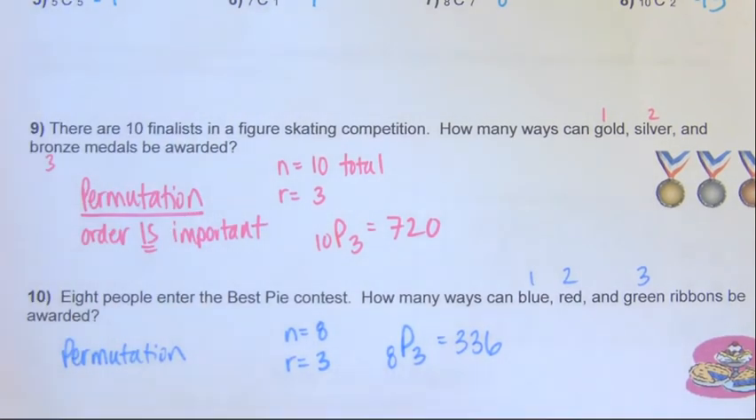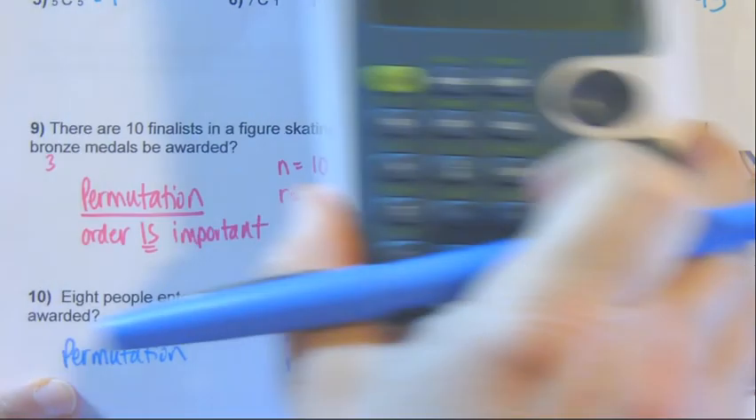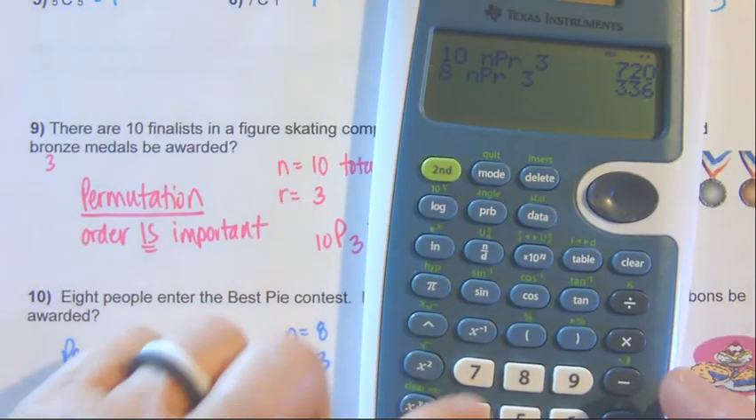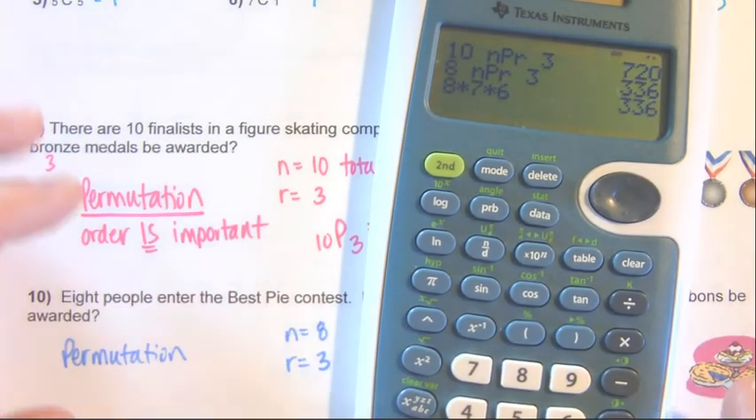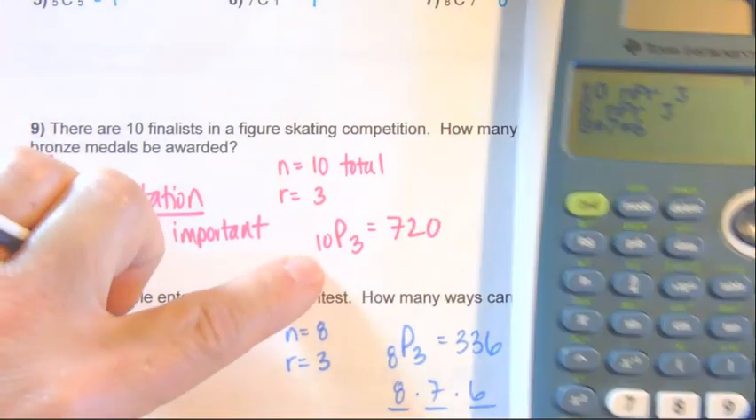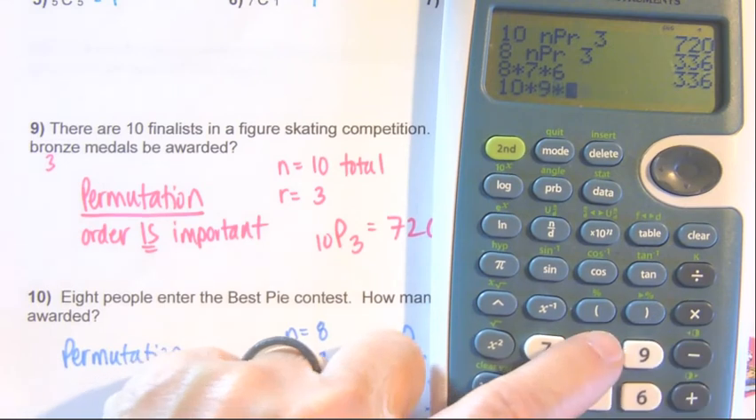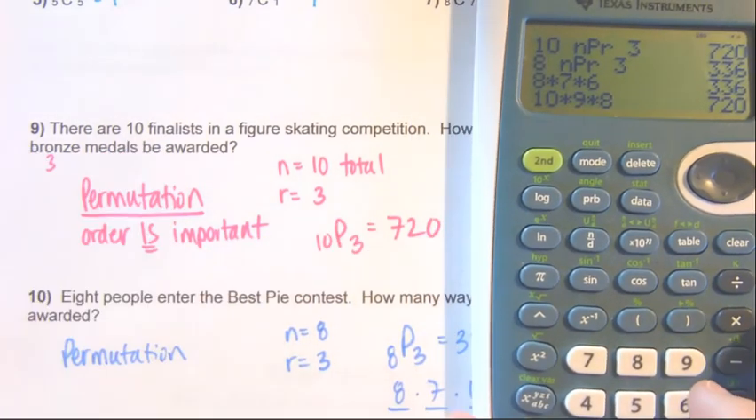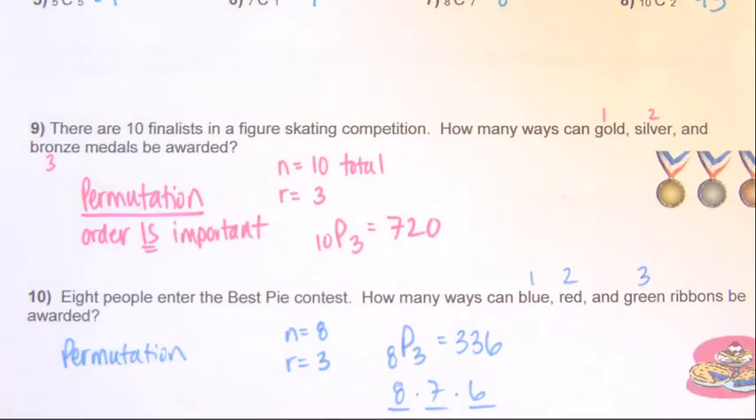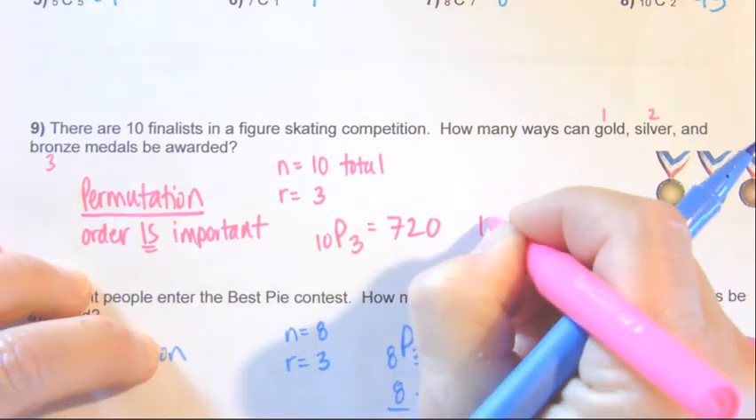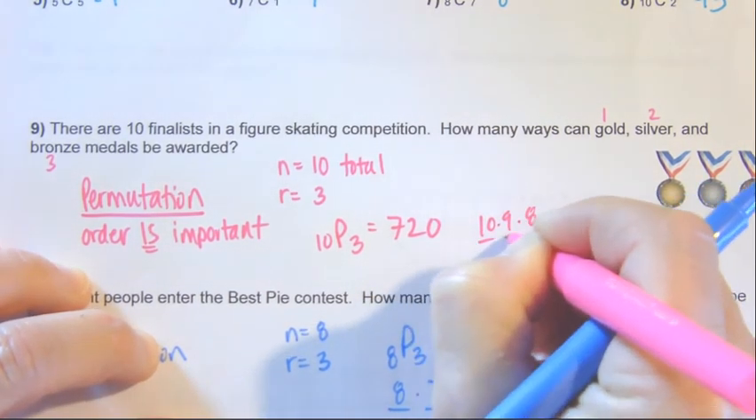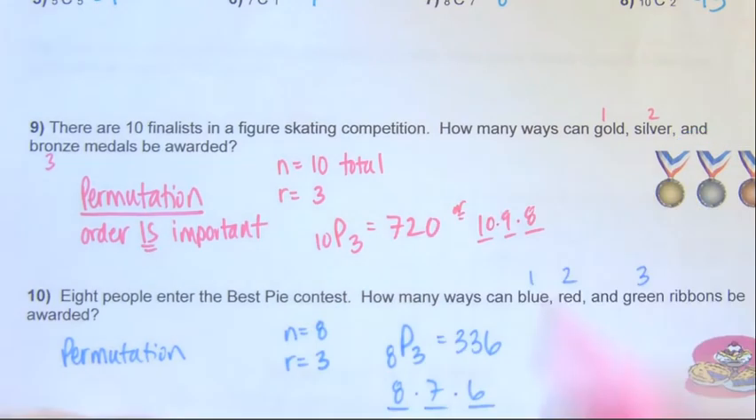Now, some of you might be wondering if this is the same as kind of what we did last time. If the order is important, with this one, you could just have 3 spots, and you could do 8 times 7 times 6. And if you type that in, you get the same answer. Same with the one before it. If you did 10 times 9 times 8, you still get 720. So that's another option, but only for permutation. Okay?